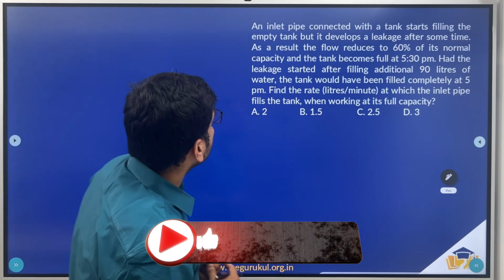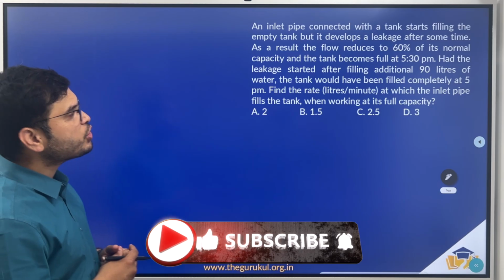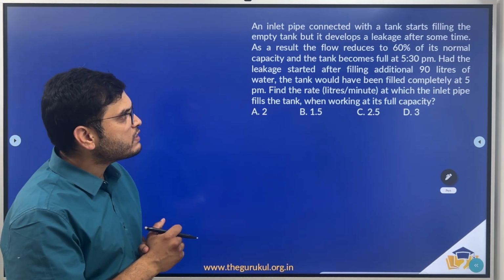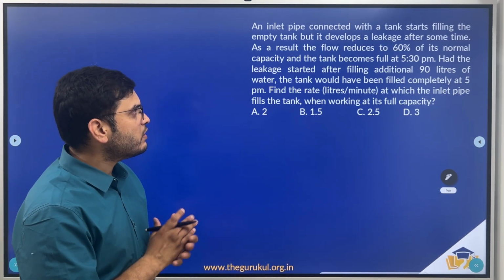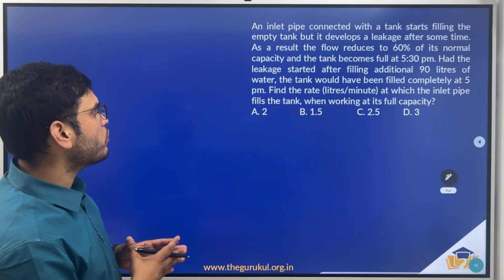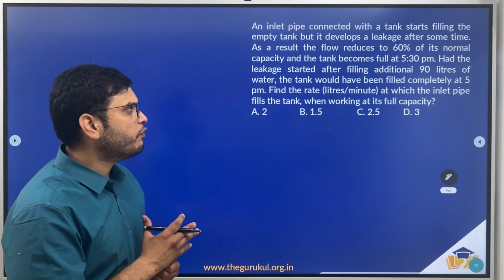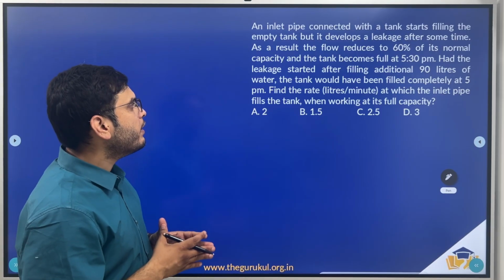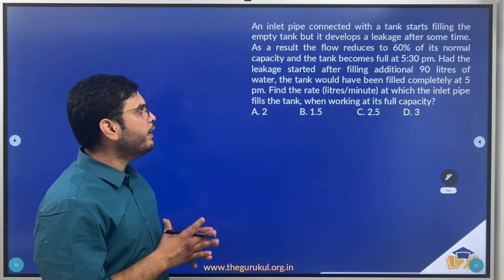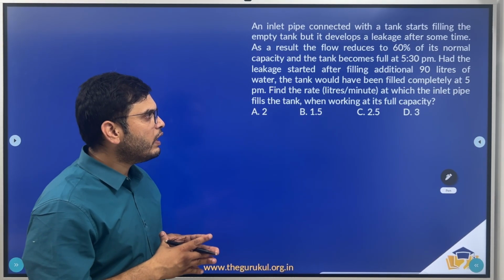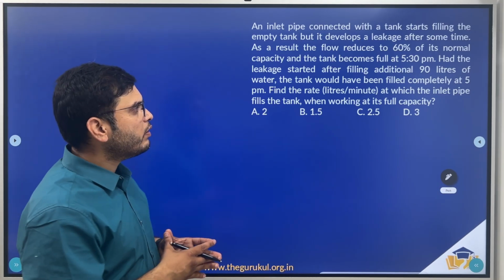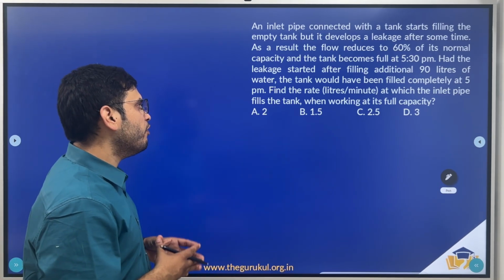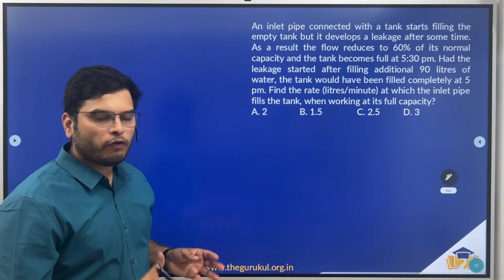Now coming to the next question. An inlet pipe connected with a tank starts filling the empty tank, but it develops a leakage after some time. As a result, the flow reduces to 60% of its normal capacity and the tank becomes full at 5:30 p.m. Had the leakage started after filling additional 90 liters of water, the tank would have been filled completely at 5 p.m. Find the rate at which the inlet pipe fills the tank when working at its full capacity.